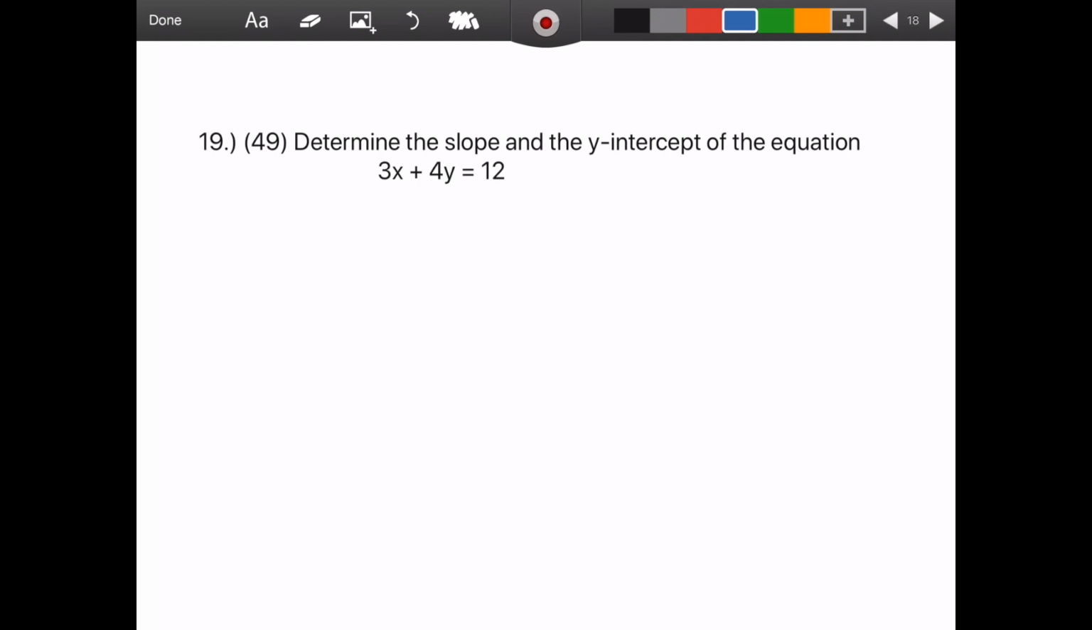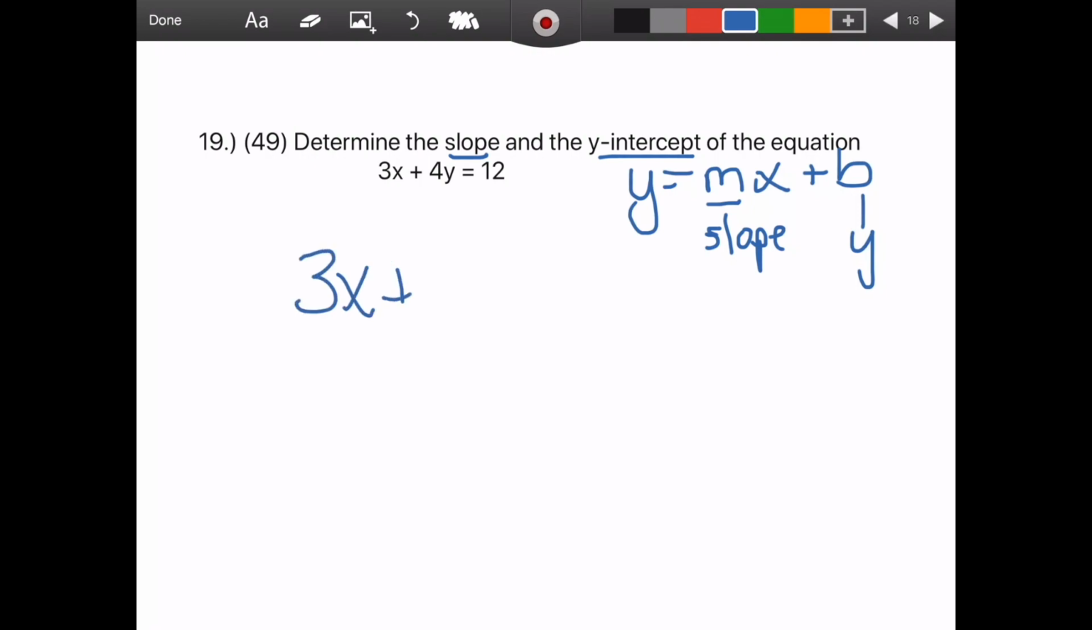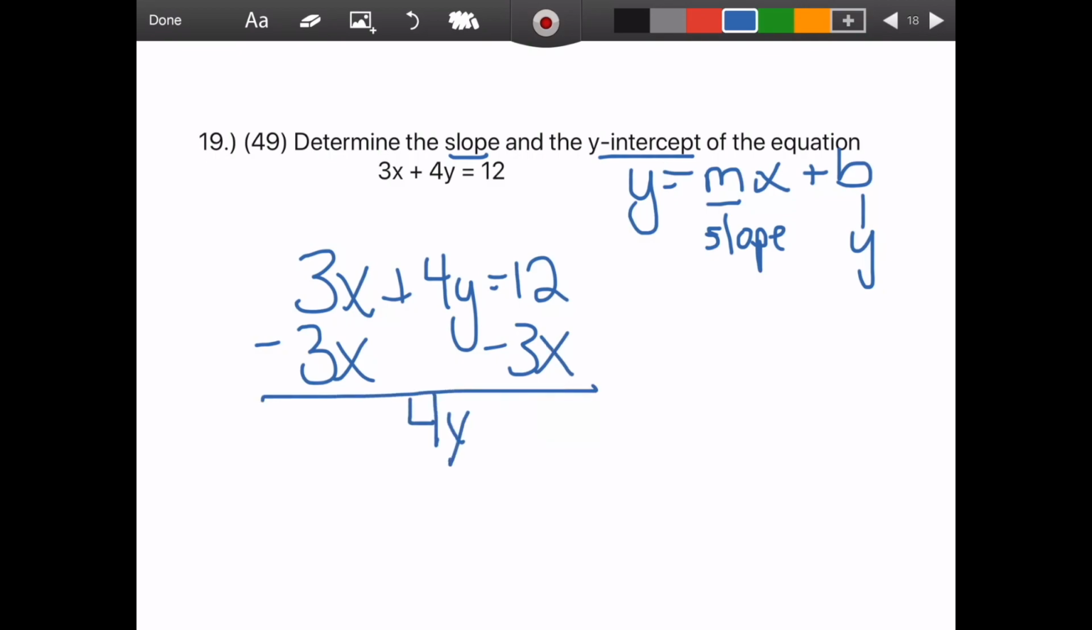Number 19, determine the slope and the y-intercept of the equation. So whenever they want the slope and the y-intercept, it's easiest to put it into slope-intercept form, which is y equals mx plus b, where m is our slope, and b is our y-intercept. So we have 3x plus 4y equals 12, and we're basically trying to solve for y. So that means I need to get rid of this 3x and move it to the right. So I have 4y equals negative 3x plus 12.